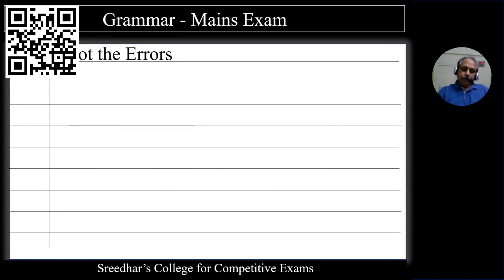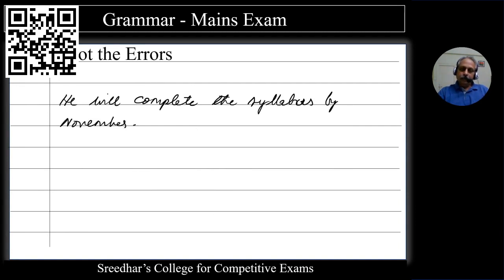Let us go to future perfect. He will complete the syllabus by November. Now imagine this is October, or this is September. He will complete in the month of September, or in the month of October. Then, by a given time, what is a given time? November. Imagine September. Someone will complete the syllabus in October, and we are talking about November. That is a given time in future.